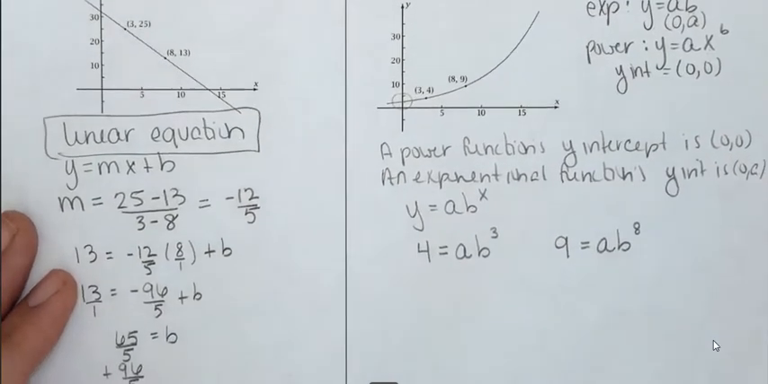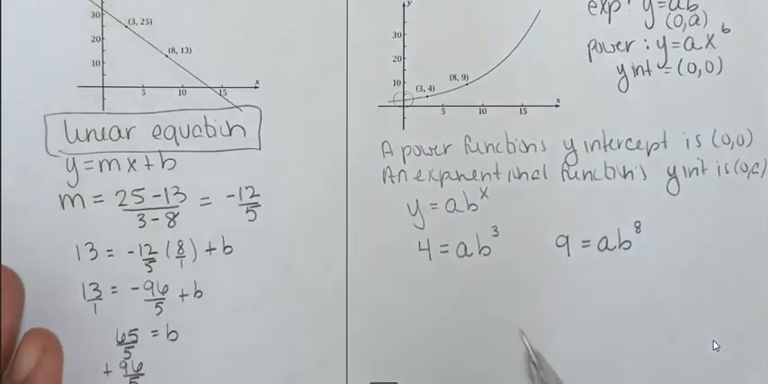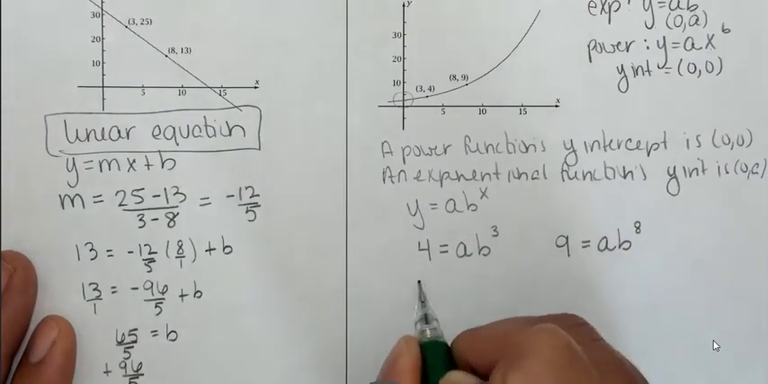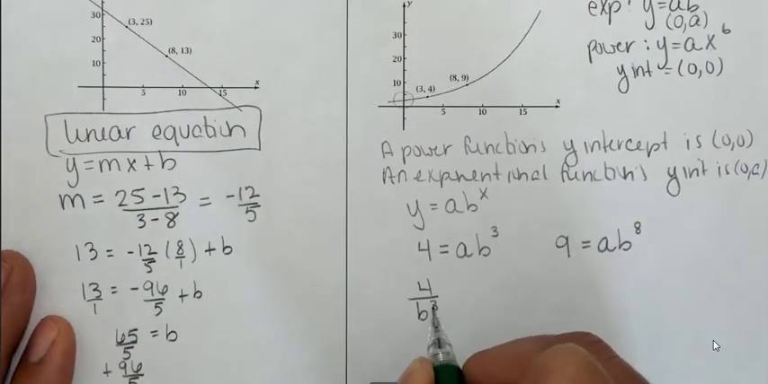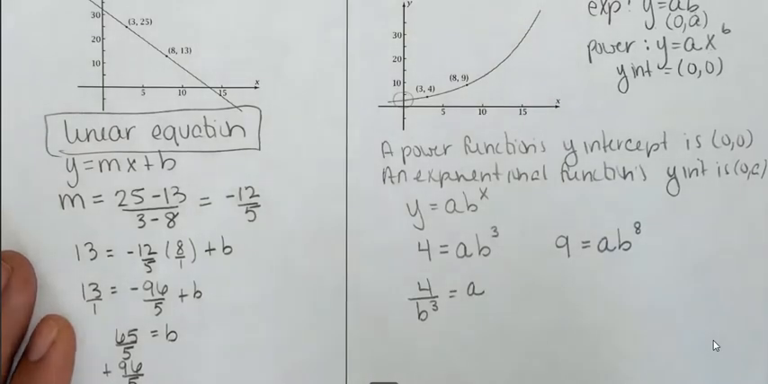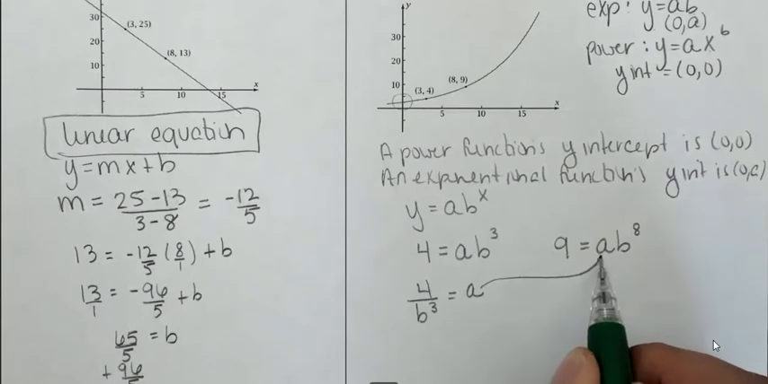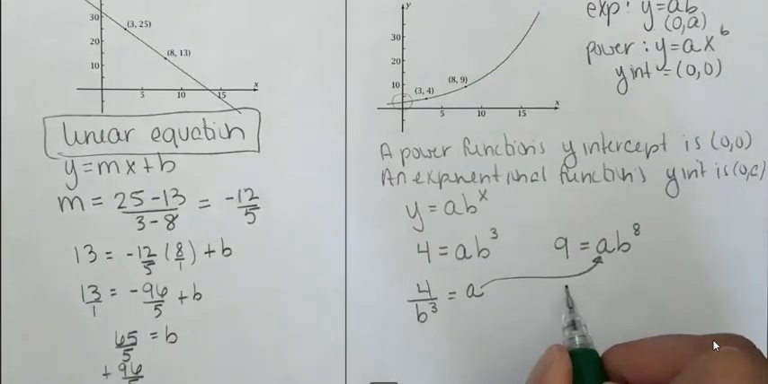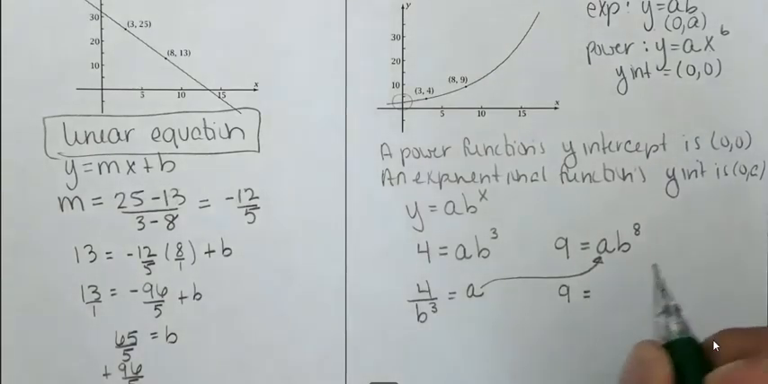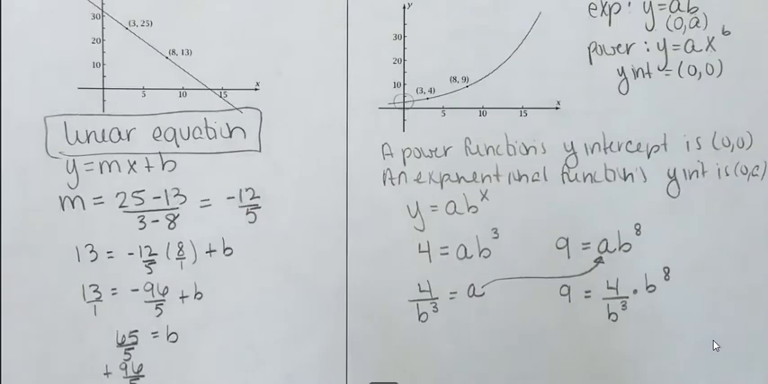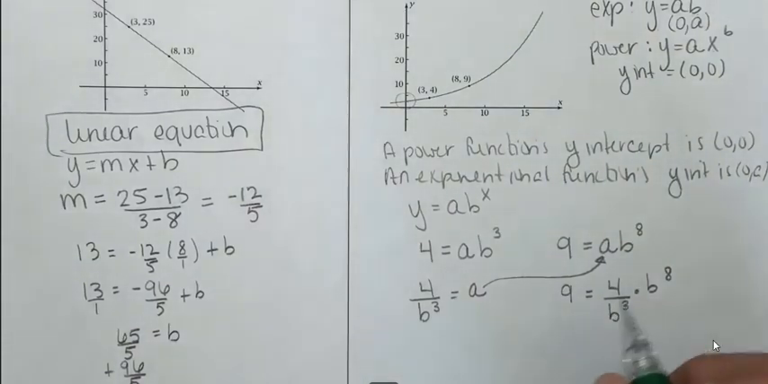Now hopefully it's ringing a bell. Oh yeah, I remember what I'm supposed to do. So we'll solve one of these for a. So if I do 4 divided by b cubed, I get a. I'll take that a value and I'll plug it in over here. So I get 9 equals 4 over b cubed times b to the 8th. And then I'll keep simplifying that.